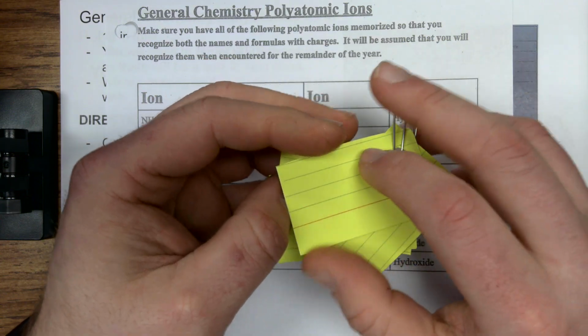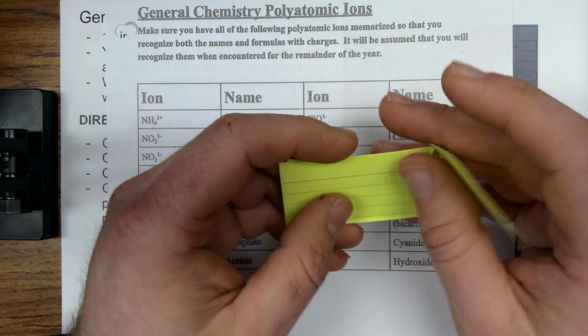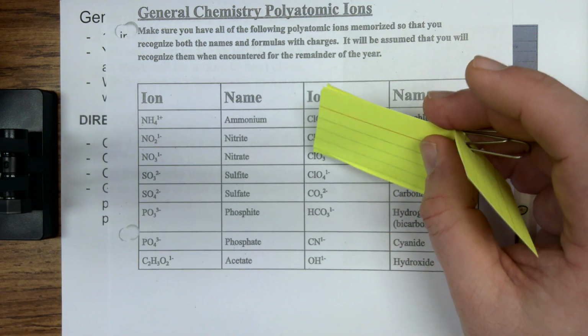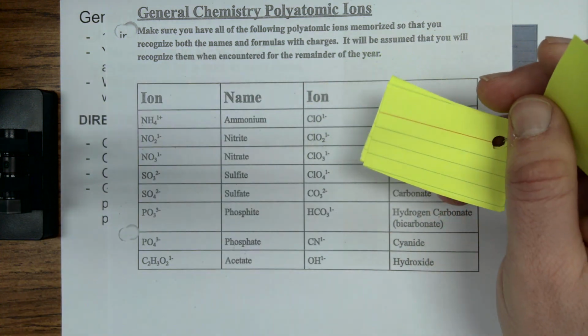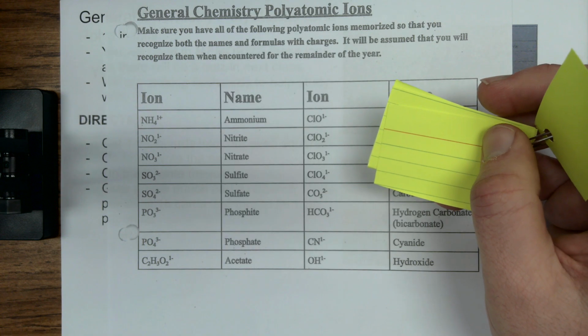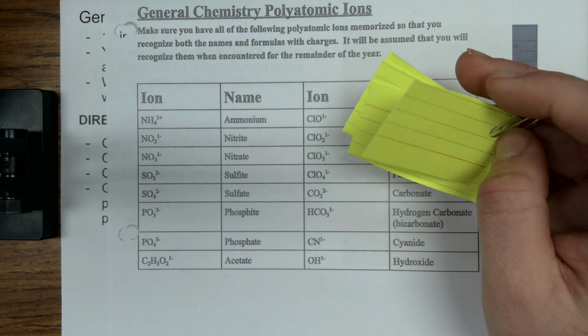That's why it's important that we pick one side to be the name side, one side to be the ion side. You are making your flashcards. Simple, easy.